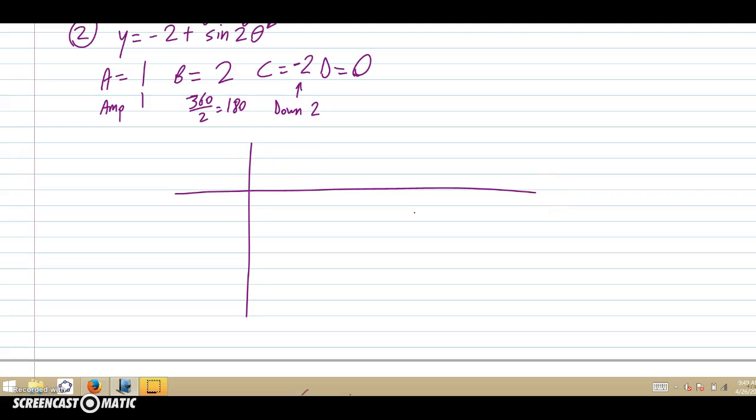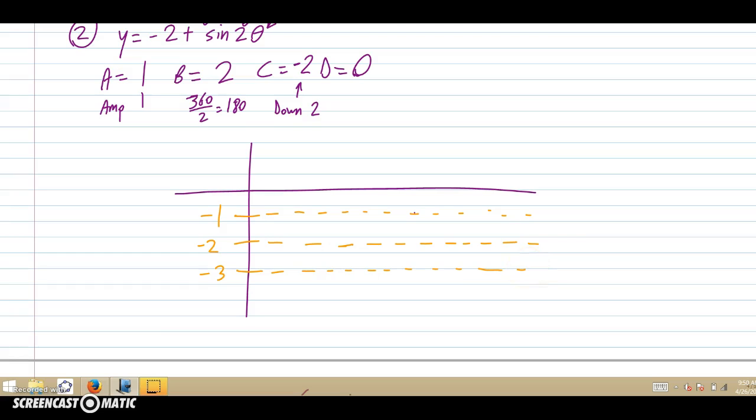So instead of starting at 0, now we're starting at negative 2. This is our new x-axis, if you will. That's going to be the new middle of our graph, basically. Okay? Our amplitude's 1, so we're going to go 1 up and 1 down from our new x-axis. So negative 3 is our new low point. Negative 1 is our new high point. My graph, you don't even really need these dotted lines, but my graph cannot go beyond those 2 values.